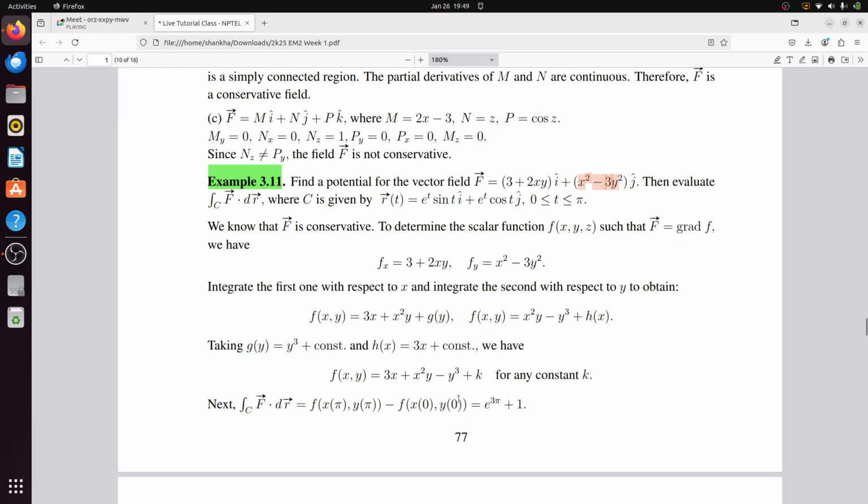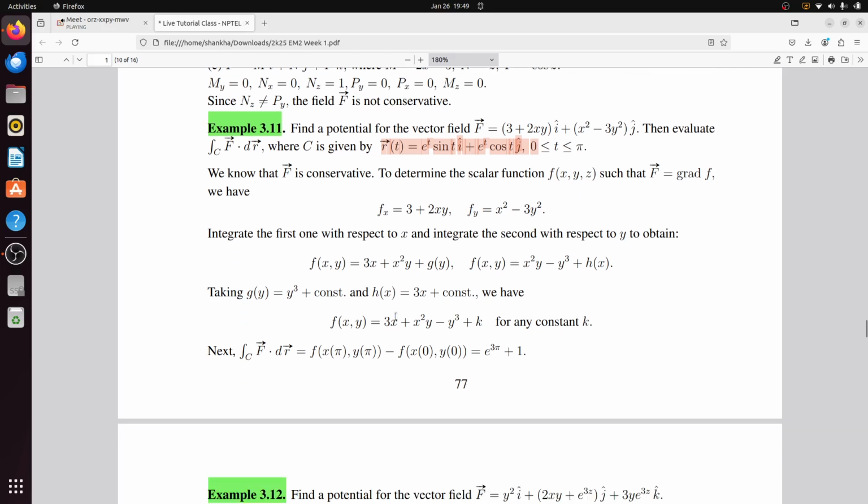Since it is a conservative vector field, in this x and y you just need to put 0 and pi. So this r(t) has no role here because you have 0 to pi. That is e to the power 3 pi plus 1. That is your answer, e to the power 3 pi plus 1.